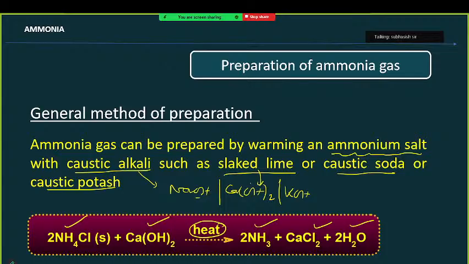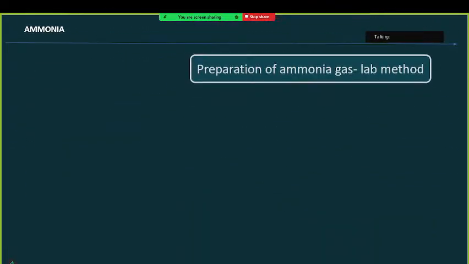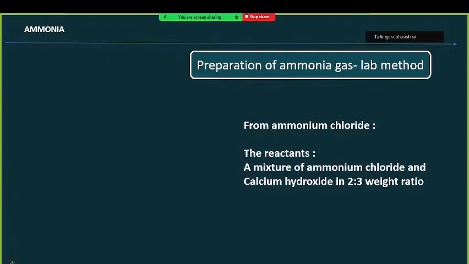You can use ammonium sulfate in place of ammonium chloride, or sodium hydroxide or potassium hydroxide in place of slaked lime. But the general method is always similar: you have to take an ammonium salt with some caustic alkali. In the laboratory, we take ammonium chloride and calcium hydroxide, generally in a 2:3 weight ratio, because both are easily available.